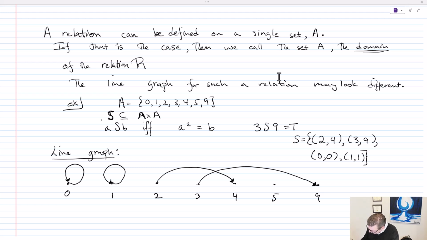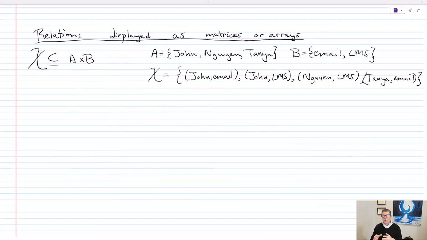And we represent those using these loops. You'll notice that 1 points to itself and 0 points to itself, just like 2 pointed to 4 and 3 pointed to 9. So this is a different kind of line graph. This is the kind of line graph that you can use if you have a relation that's defined on a single set A.